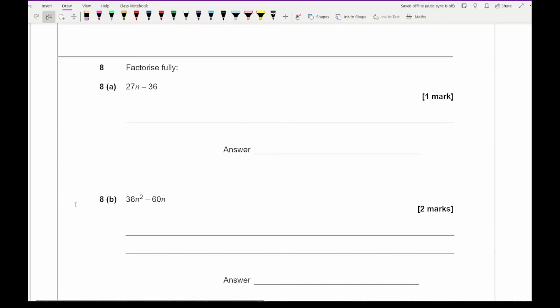Moving on to question 8, we're looking at factorising. So again, we've got numbers in both terms, so we want to take out the highest common factor from each of these two. The biggest number that goes into both these two numbers is going to be 9. We've got 9, and then it's going to be 3n minus 4 inside the brackets.